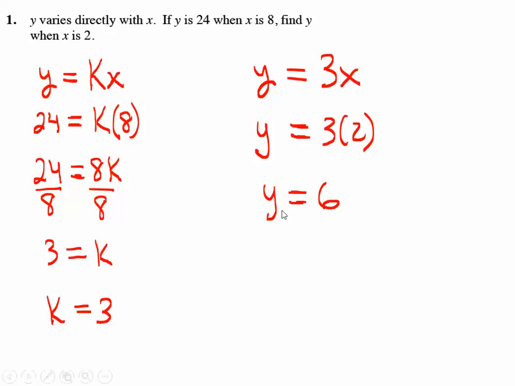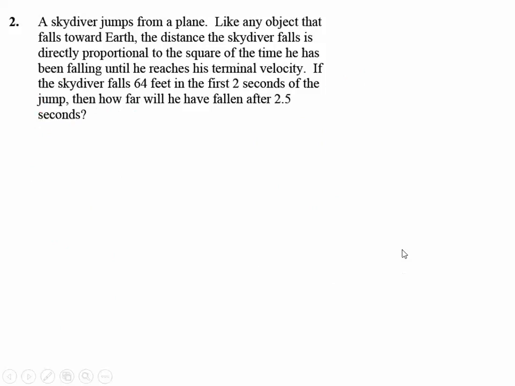Cool. All right, now let's actually do a real life problem here. Of course, don't need to write all that stuff down first, but I'll just read it to you here. Skydiver jumps from a plane. Like any object that falls towards Earth, the distance the skydiver falls is directly proportional to the square of the time he has been falling until he reaches his terminal velocity. Oh boy, what in the world is that? But I got this one here. It says directly proportional to the square of the time he has been falling.